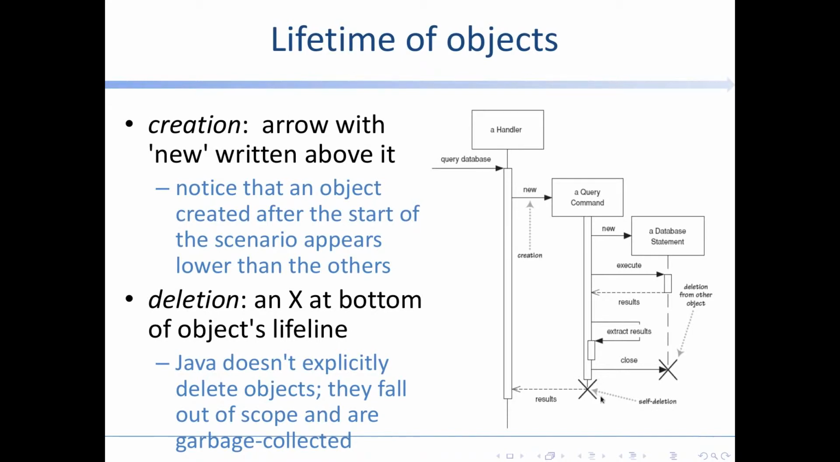Because that object is going to be deleted, it's represented by this cross. And when it's deleted, it returns back. So the return is shown with the dashed line. So as you can see, you can represent many different things in these diagrams.